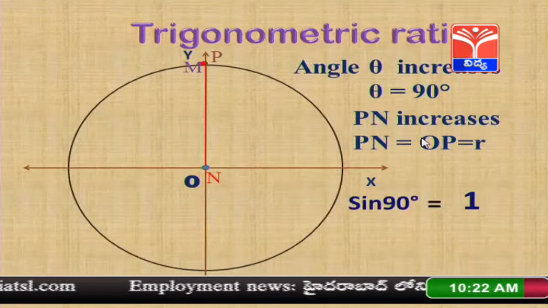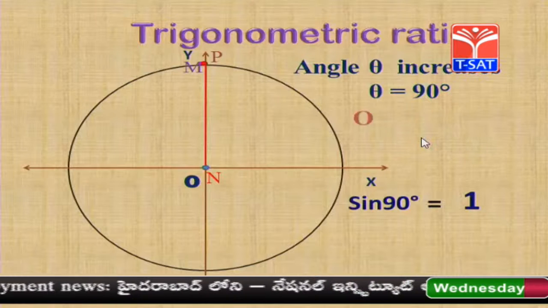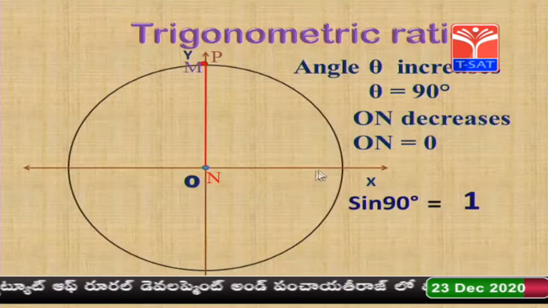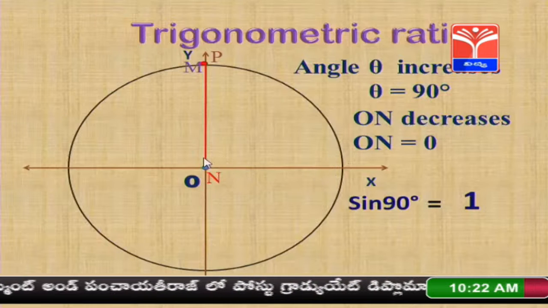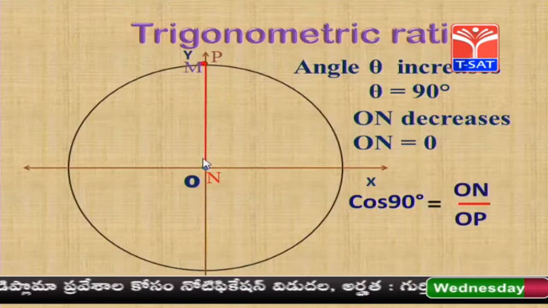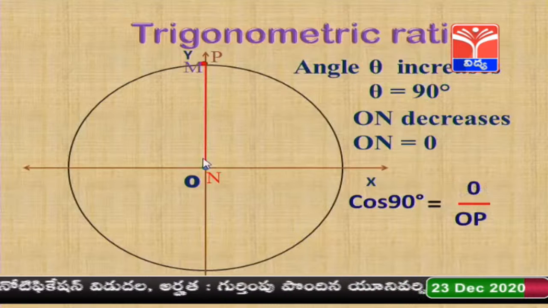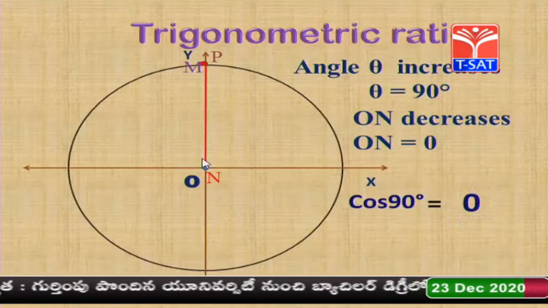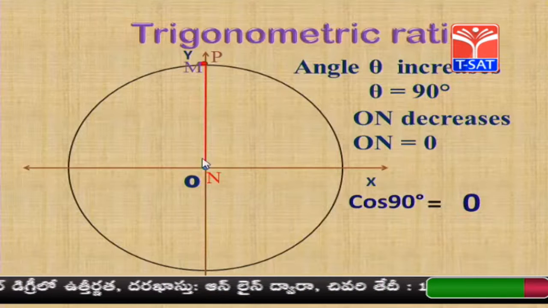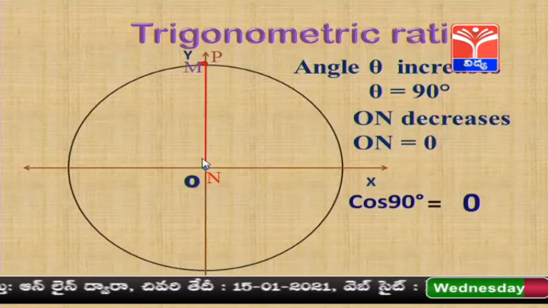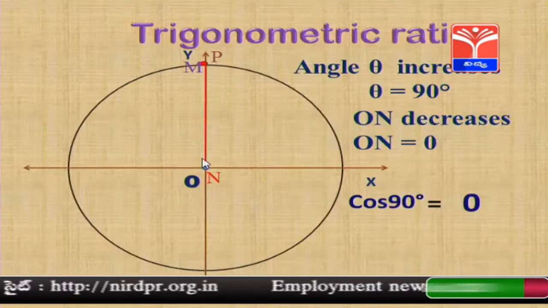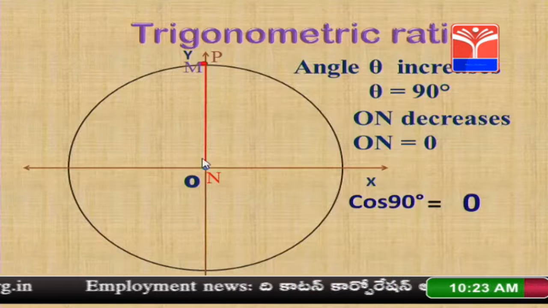Now, similarly we discuss the cos. O N decreases, you have observed that O N has decreased and became 0, is it right? That means cos 90 degrees is going to become O N by O P, where O N is equal to 0, that means cos 90 degrees is equal to 0, is it right? Children, I hope you understood why sin 0 is 0, cos 0 is 1, sin 90 is 1, cos 90 is 0, is it right?